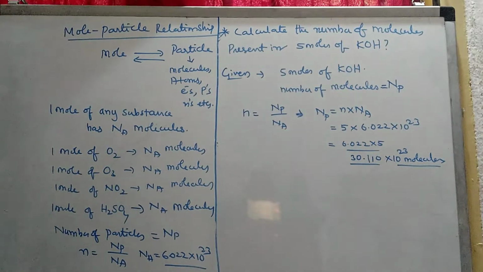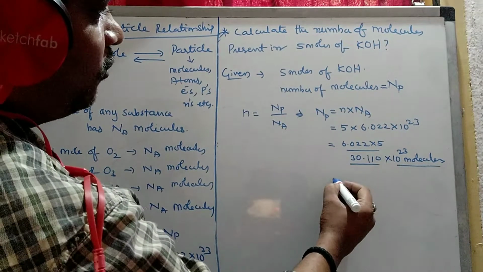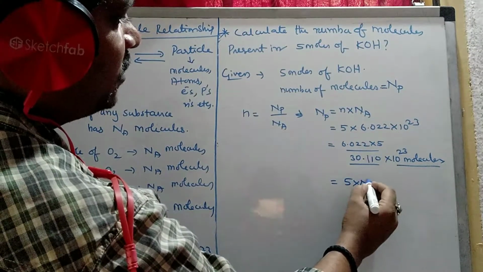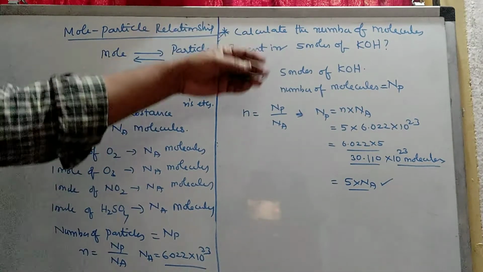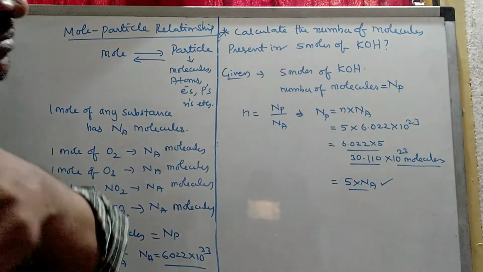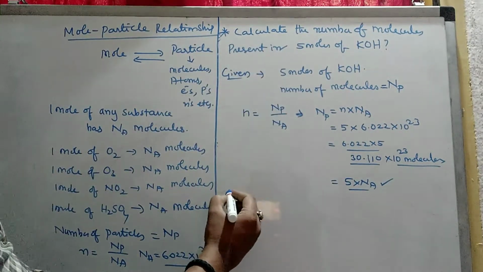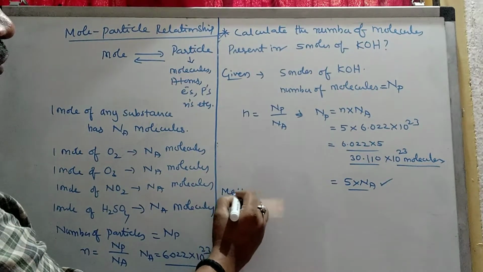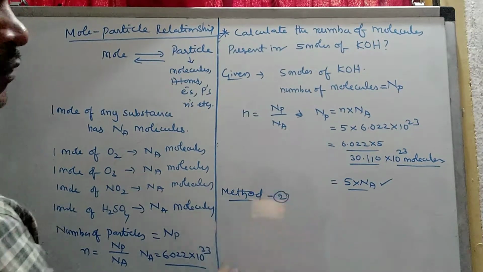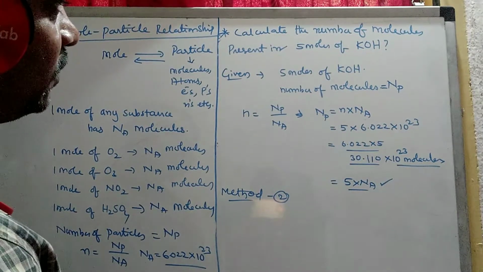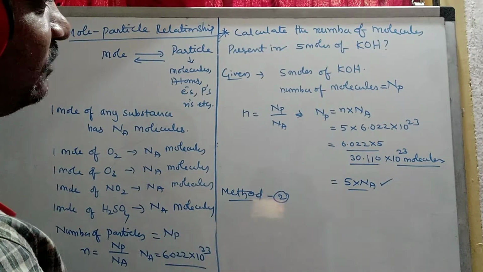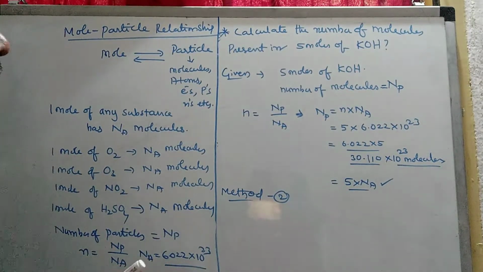How many molecules are present? 30.110 into 10 power 23, or simply we can write 5 into Na. Some questions they will ask like this: 5 Na molecules are present. This is the formula method, the simple, easy method. Method 2 is the simple method, which I will cover at last.